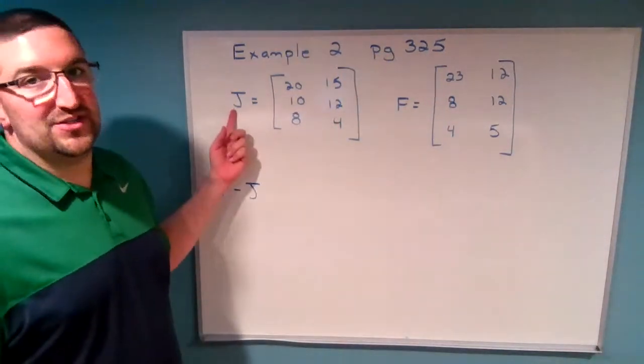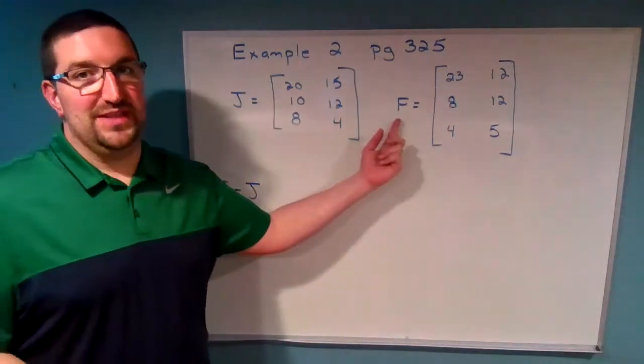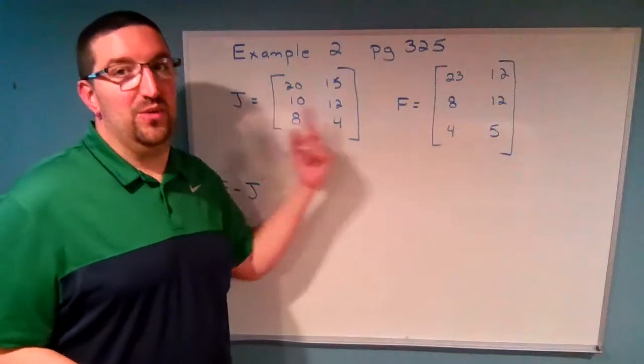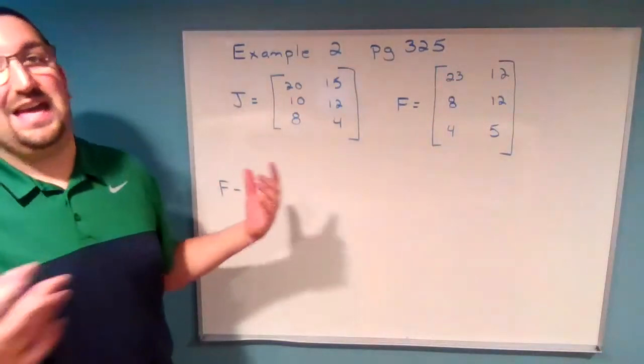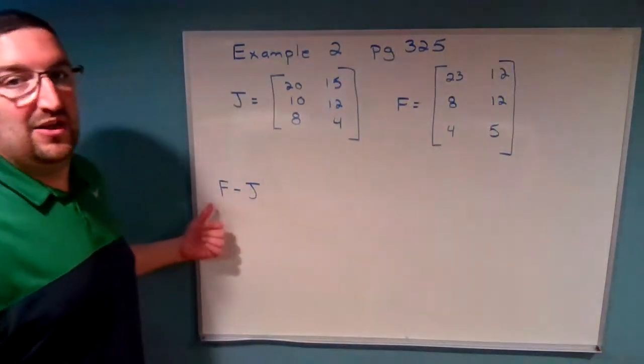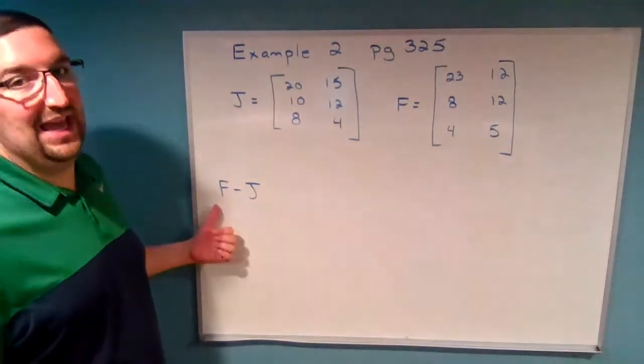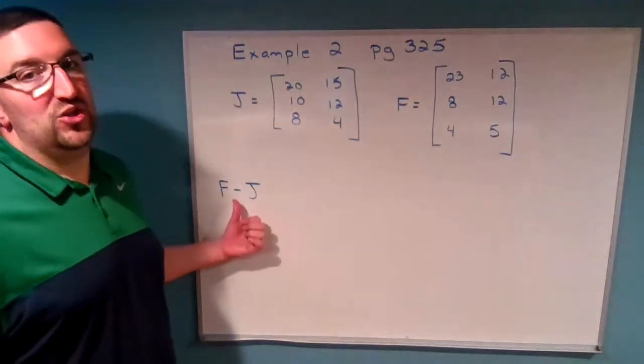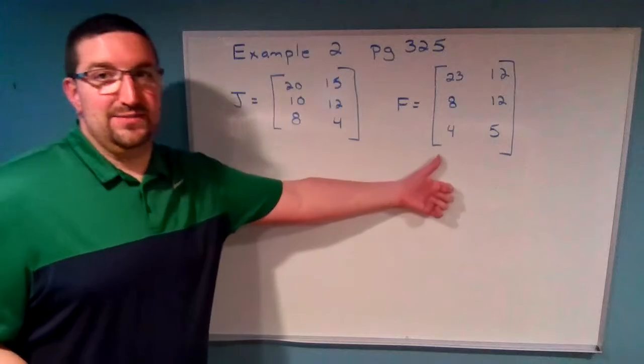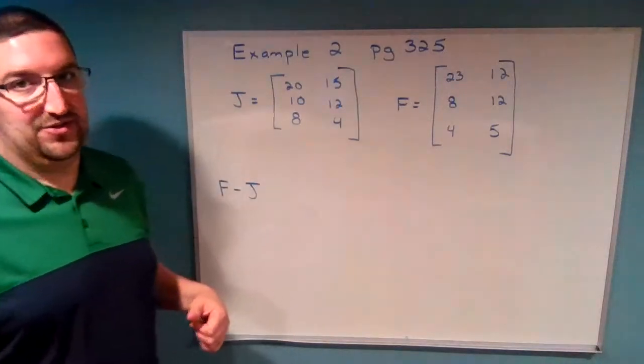I don't know if I've mentioned it in the past, but matrices are represented with capital letters. So this would be matrix J representing that, matrix F representing that for January and February. I could have picked A and B, X and Y. So when we are talking about the operations of them, I would just say F minus J, and you knew that I was talking about this matrix, subtracting that matrix.